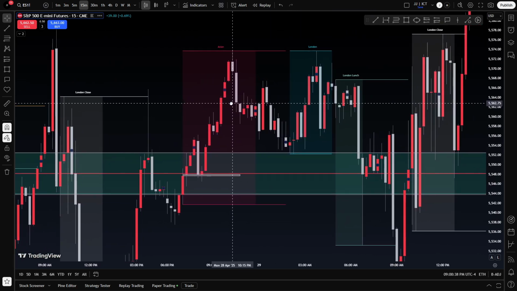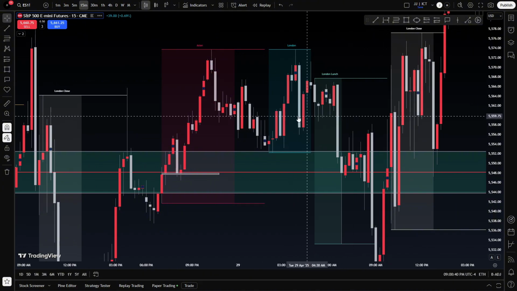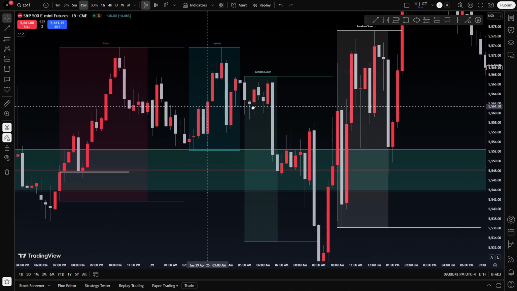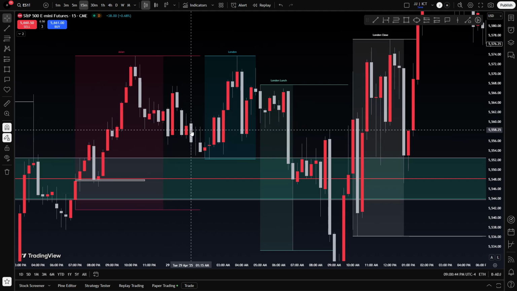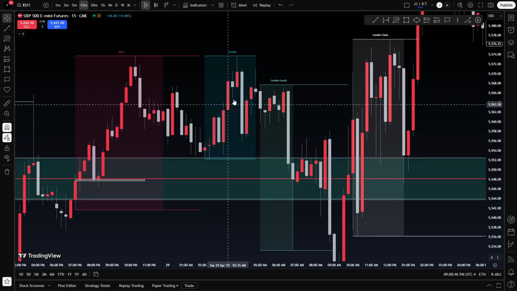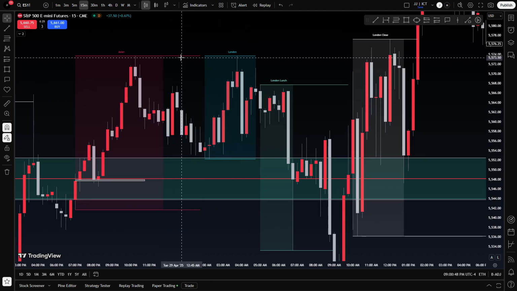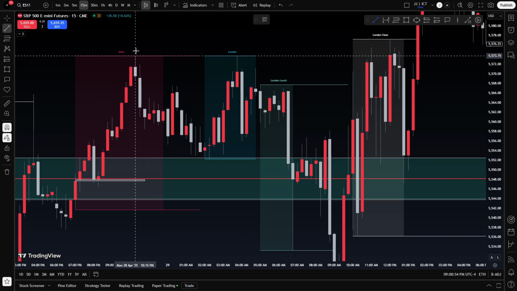Moving forward, back into London and London lunch. We begin to consolidate a little bit more. After that consolidation, we tend to expand out of that consolidation, purging these highs here. I think there was an SMT here. I'm not sure. Or maybe there were just equal highs. But yeah, there were equal highs left here. I'm assuming for New York.